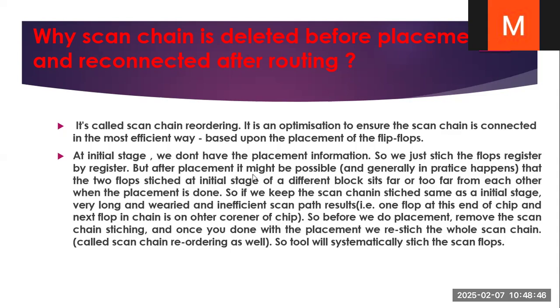But after placement, it might be possible that two flops stitched at the initial stage from different blocks sit far or too far from each other. So if we keep the scan chain stitched the same as at the initial stage, a very long wire and an inefficient scan path results. So before we do placement, remove the scan chain stitching, and once you have done the placement, we restitch the whole scan chain. The tool will systematically stitch the scan flops, to avoid routing congestion and reduce the wire length, so we go for the reordering of scan chain.